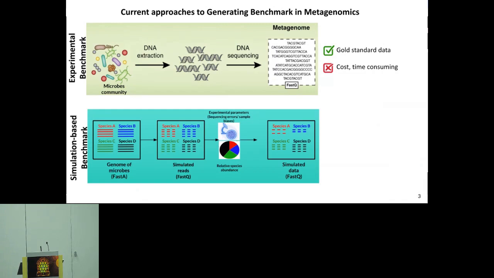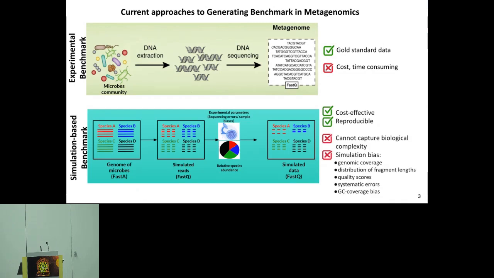The second type of benchmark is generated using simulated data. This is cost effective and also reproducible, but again it cannot capture the biological complexity, like simulation biases and so on.